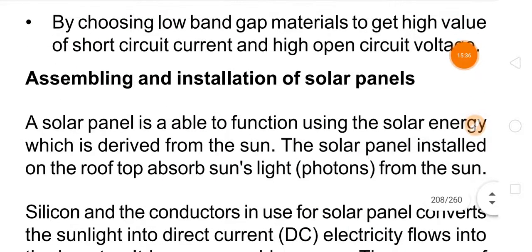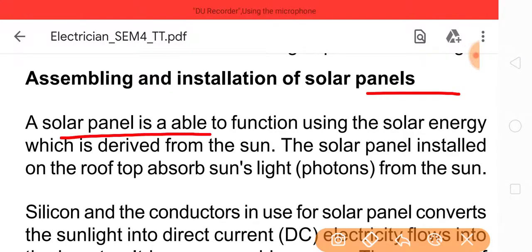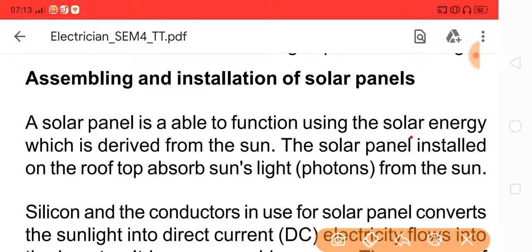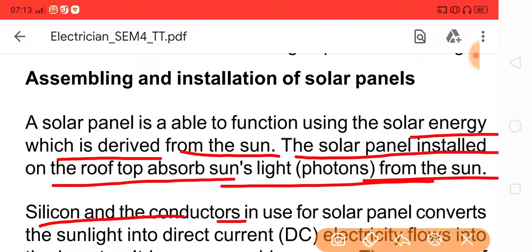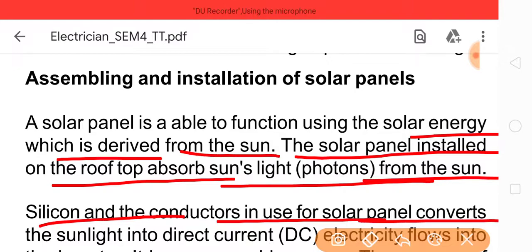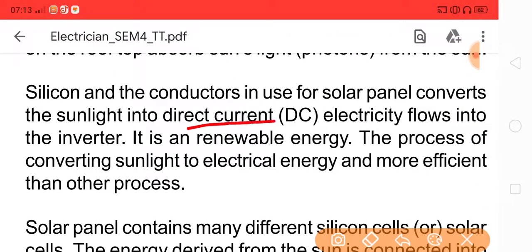Assembling and installation of solar panels. A panel is able to function using the solar energy derived from the sun. The solar panel installed on the rooftop absorbs sunlight, photons from the sun, and the silicon and conductors in the solar panel convert the sunlight into direct current. DC electricity flows into the inverter.